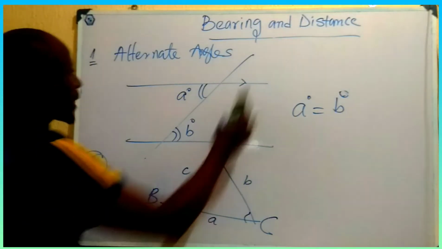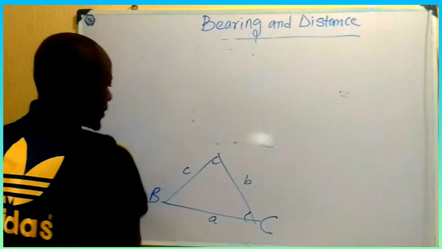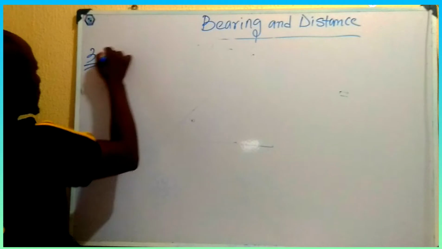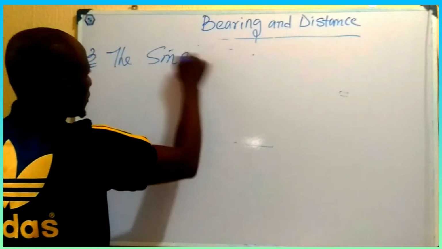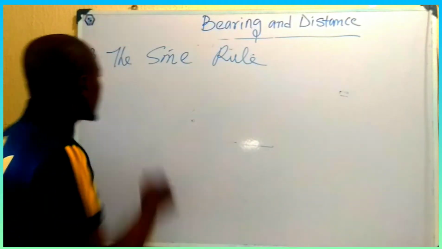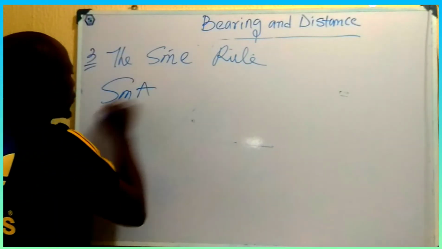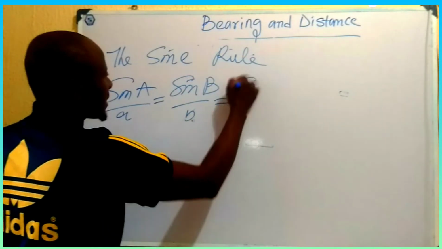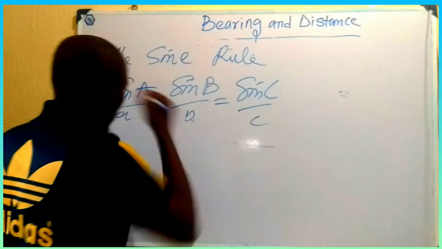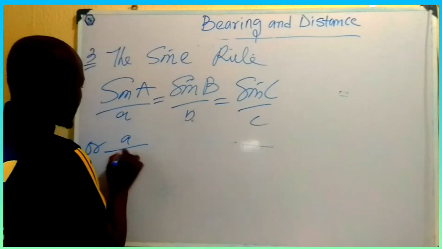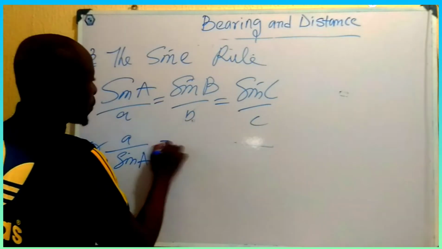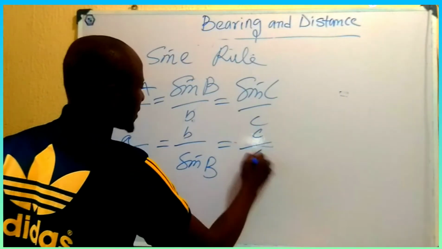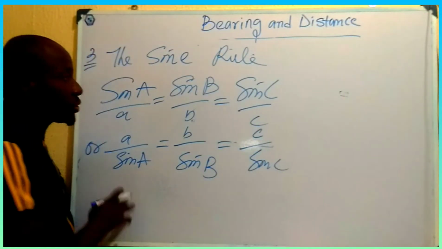The third one we are going to look at is the sine rule. This sine rule states that sine A over small a is equal to sine B over small b and is equal to sine C over small c. Or you can state it like this: a over sine A is equal to b over sine B and is equal to c over sine C. So you need to understand this rule and its application.